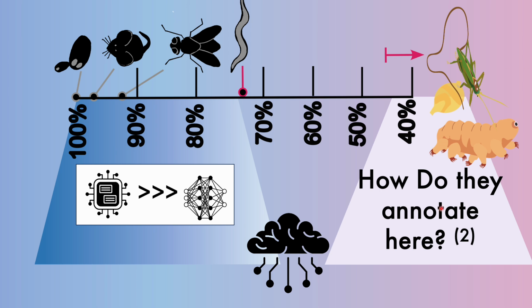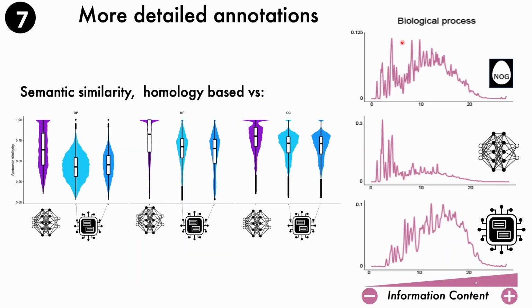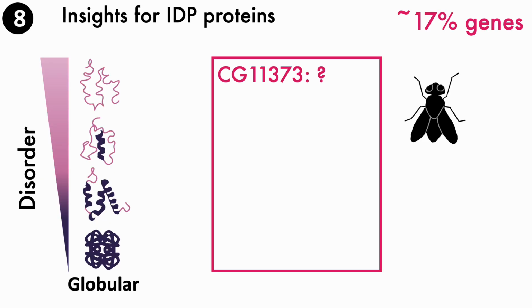Now the idea is, how do they annotate at this level of uncertainty? By annotating 24 million genes in almost 1,000 animals, we have seen an increase in the coverage of annotations and in the coverage of proteins annotated, as you can see in this graph. Here I'm showing the biological process information content and, as expected and as we have seen for the model organisms, the language models are providing more detailed information, larger IC values, as compared to the convolutional networks. The semantic similarity in this case is a little bit misleading, since it is using half of the genome, which is obtained by homology.